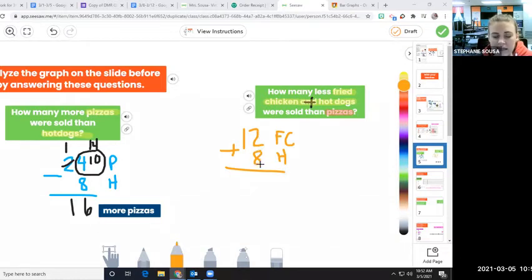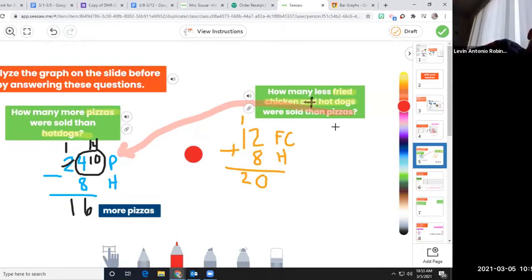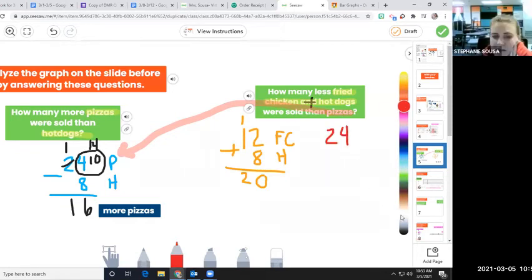Two plus 8 is equal to 10. I've got to carry my 10, put down my 0 ones. 10 plus 10 is 20. So we've got 20 fried chickens and hot dogs. Now, I don't have to go back to my graph and look for pizza because I already know my pizza answer from right here. It's 24. Okay, so I'm now going to compare my 24 pizzas to my fried chicken and hot dogs. So 24 subtract 20.